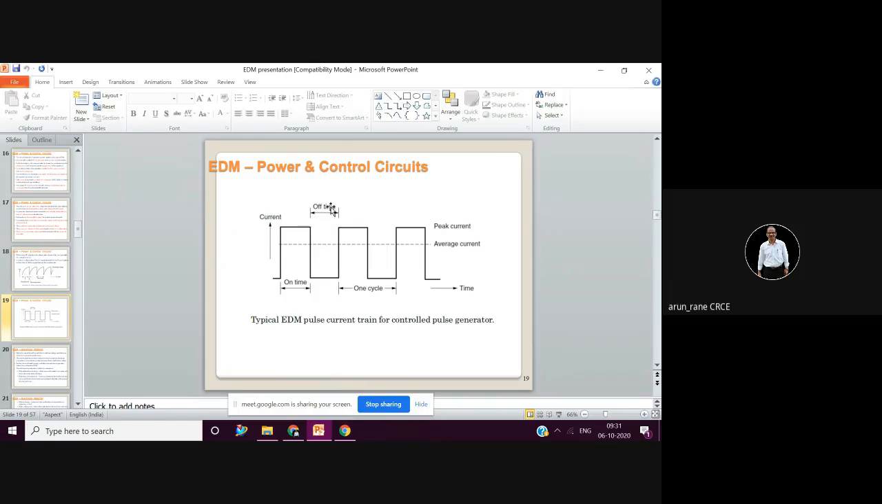Now you can play with this on time and off time. Suppose you want more material removal rate, obviously you are going to keep the on time more so that erosion will occur more. But then you have to take care that, with this small gap of 5 microns between electrode and workpiece, the debris moves and flushes easily. Otherwise, the gap is very small and the debris or chips are unable to move out.